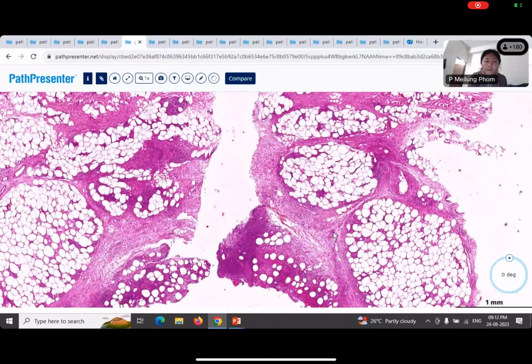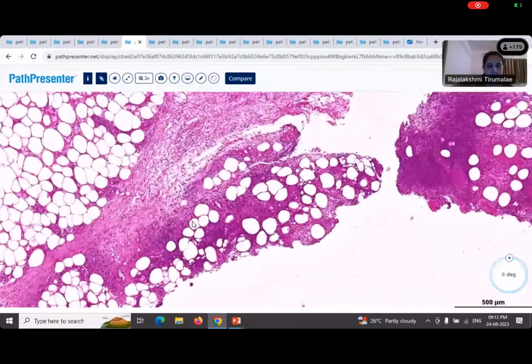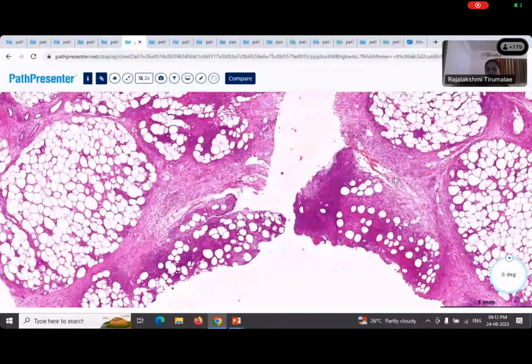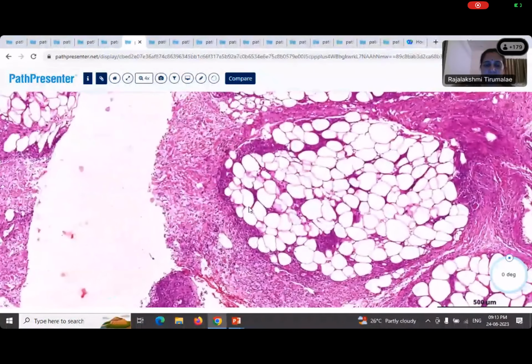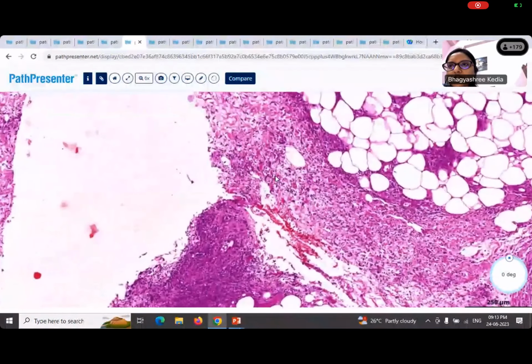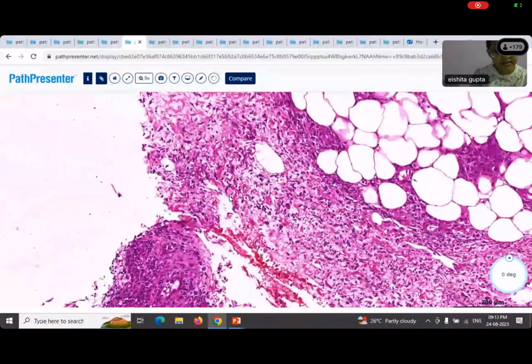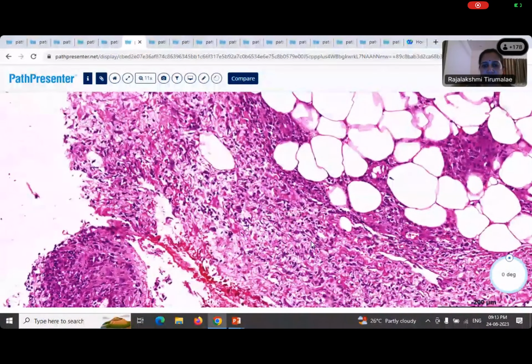Let's go higher. What has happened to the septae? Are they normally this thick? No, ma'am. So the septae are widened and thickened due to what? Inflammation. What is here in the septae? Infiltrate, yes, there is an inflammatory infiltrate.